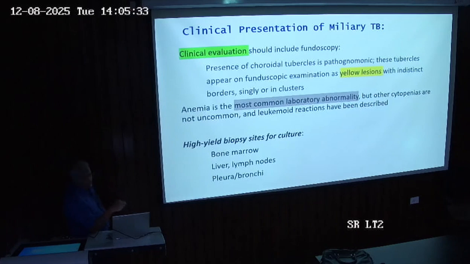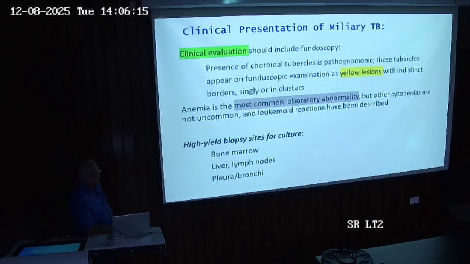What are the lab abnormalities? Anemia with high ESR, cytopenia, and leukemoid reaction. What is a leukemoid reaction? It is an increase in the leukocyte count, not because of malignancy. It is different from CML, which is due to neoplasia of the bone marrow, and particularly a lymphoid leukemoid reaction is seen in TB.